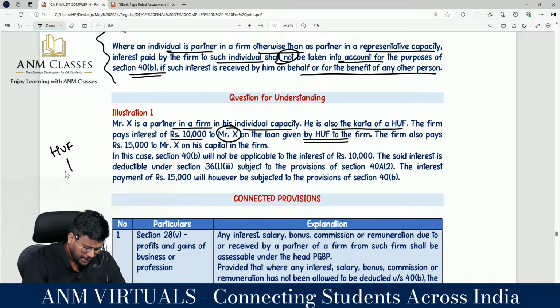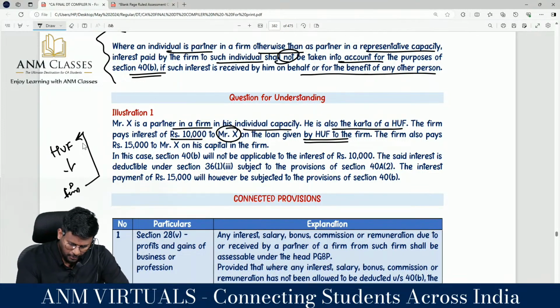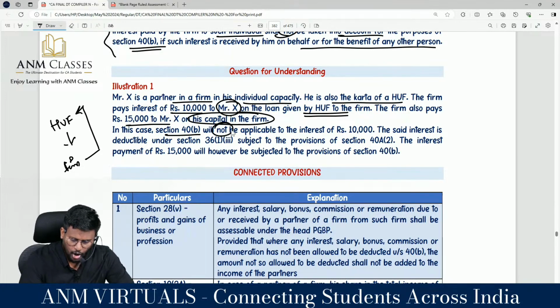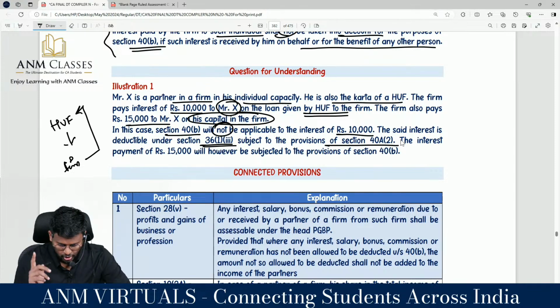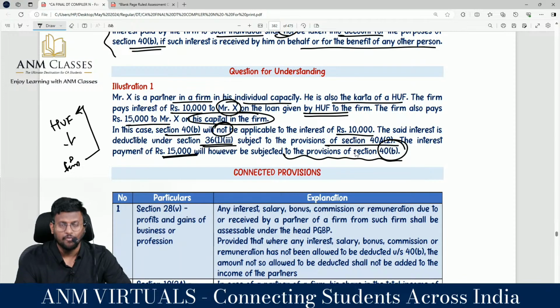Who gave the loan? HUF gave the loan to the firm. So the firm is paying, instead of paying interest to HUF, they pay interest to the partner Mr. X. The firm also pays 15,000 to X on his capital in the firm. That will be within the limit of 40B. In this case, 40B will not be applicable to interest of 10,000. The said interest is deductible under 36 subsection 1 clause 3 subject to provisions of 40A subsection 2. Interest payment of 15,000 will however be subject to the provisions of 40B.